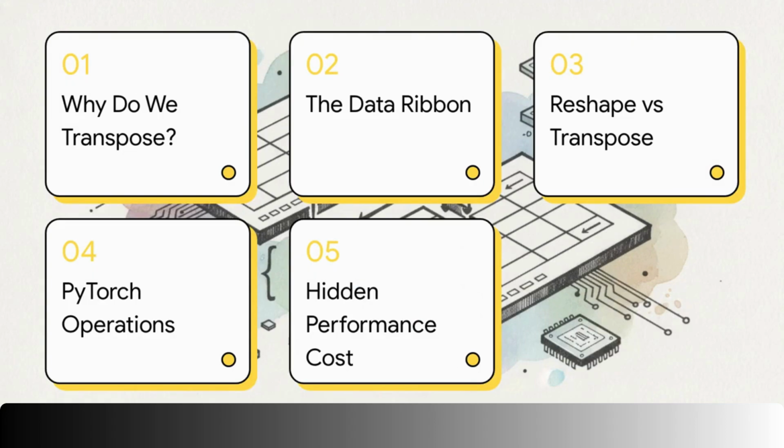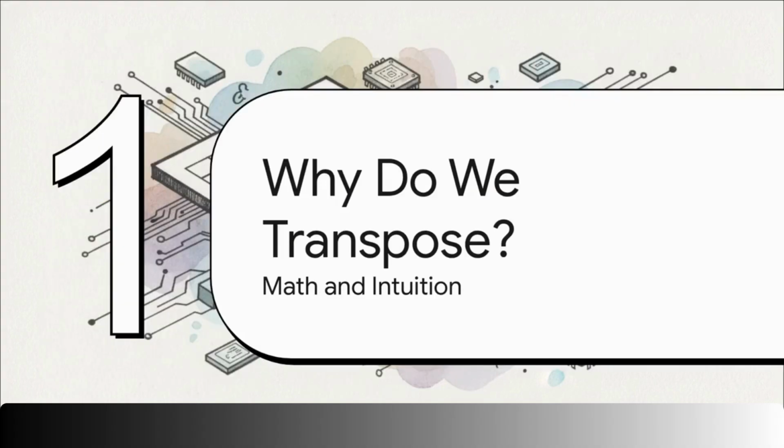So here's our roadmap for today. First, why do we even transpose? Then we'll get into the data ribbon intuition, followed by reshape versus transpose. After that, we'll look at PyTorch specifically, transpose or permute. And finally, we'll uncover the hidden performance costs. Okay, part one. Why do we transpose? Let's talk math and intuition.